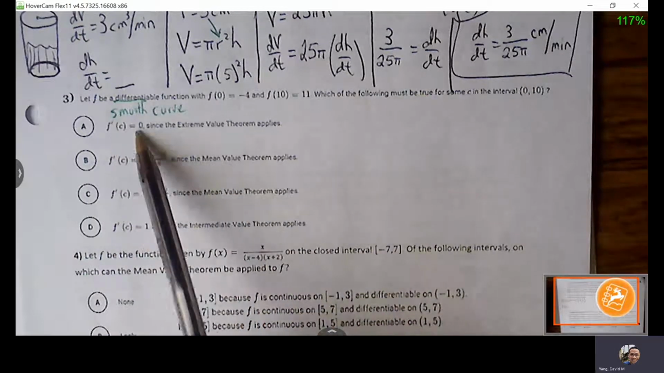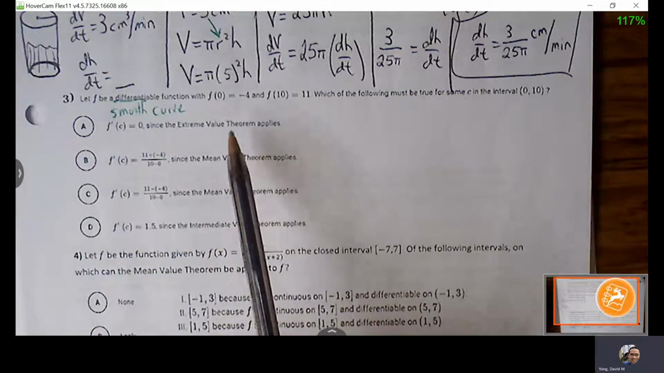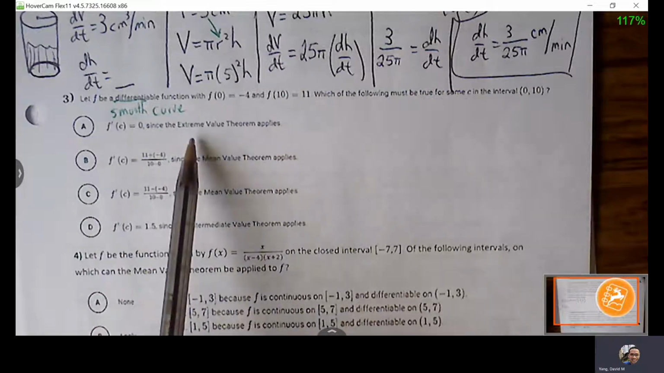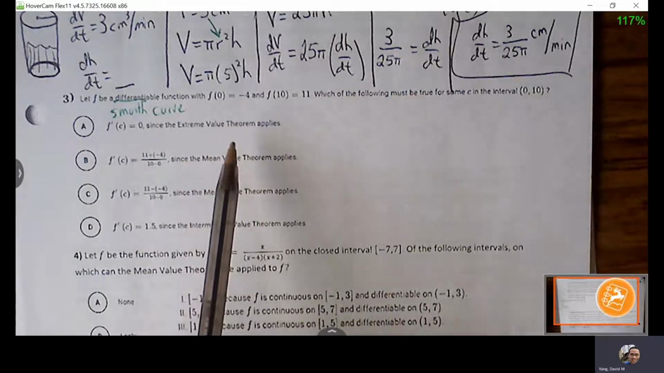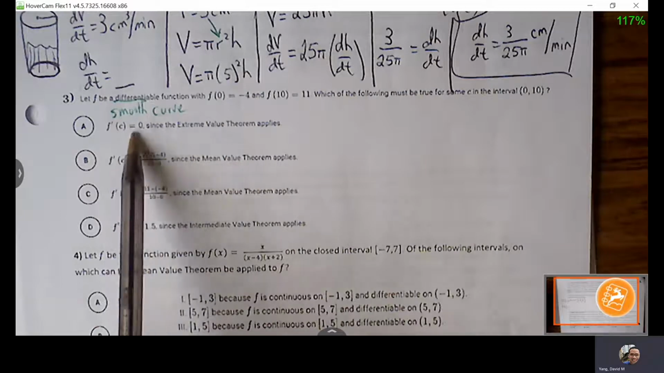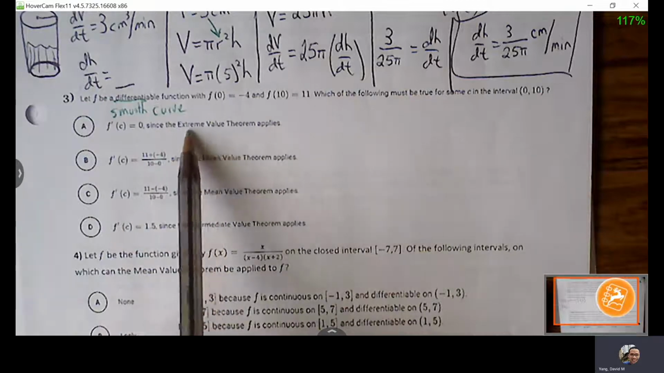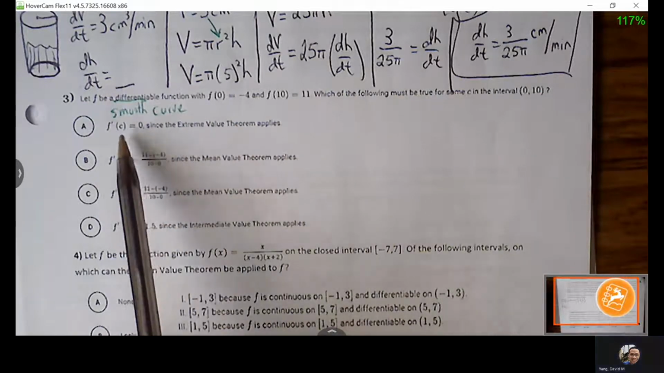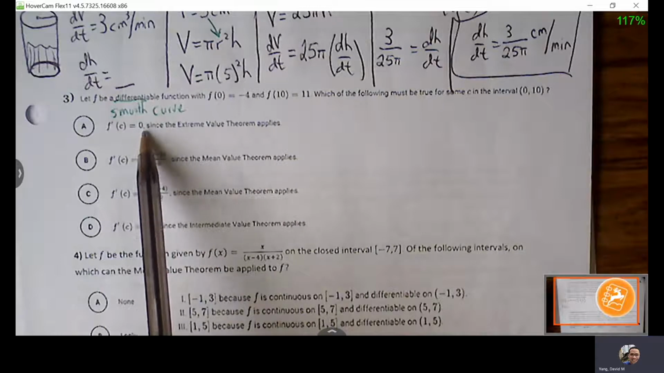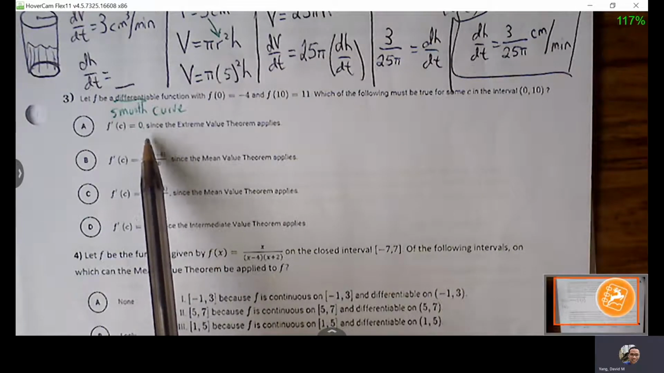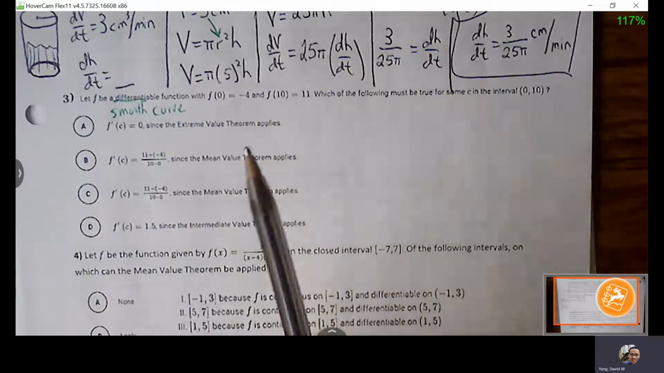It says f prime of c is equal to 0 since extreme value theorem applies. So extreme value theorem tells us, I mean, we do set f prime equal to 0, but the purpose of it is to find absolute max, absolute min. There's no indication of that. Okay. Now f prime of c equal to 0, this is more of Rolle's theorem, right? But why does Rolle's theorem not apply for this problem?